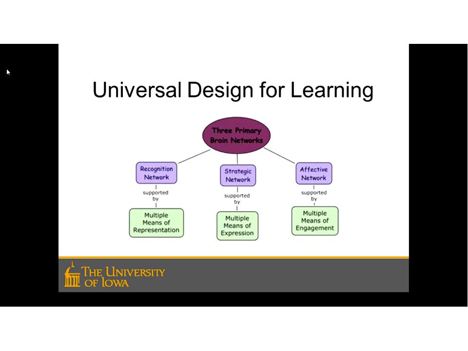And the third area there is the affective network, and that's where we're engaged in learning. And again, everybody's engaged a little bit differently. So to provide multiple means of engagement to students, we provide multiple ways for students to get interested in learning and really sit down and dig into things.